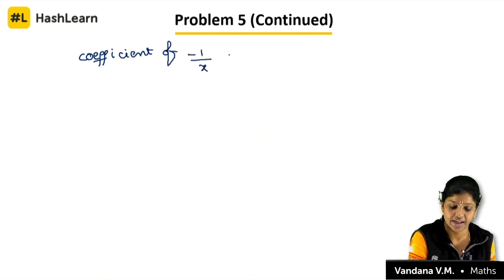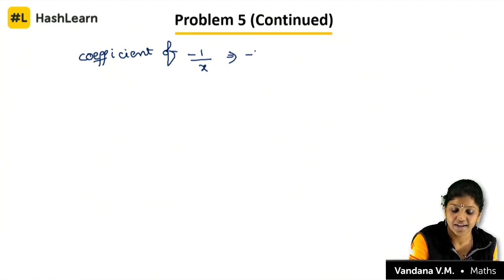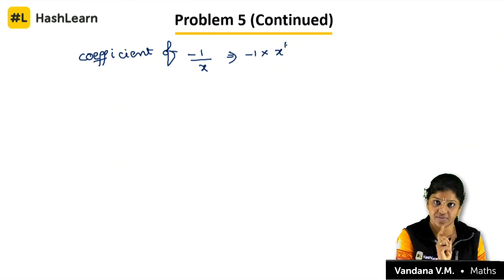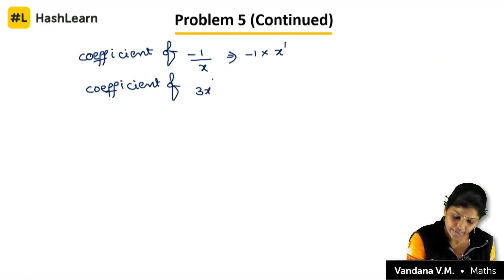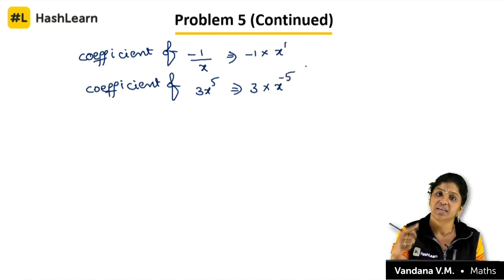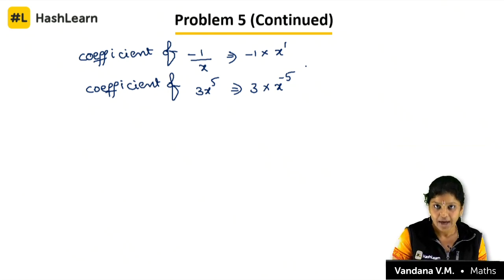Means, with what term do I have to multiply? Minus 1 into x already. If x is there, that x and this x will get cancelled. Next, coefficient of next term is what, children? 3x power 5. That is, if you multiply 3 into x power minus 5 term is there, then it will get cancelled. I will get the independent term. Why did I do this? I will tell you.